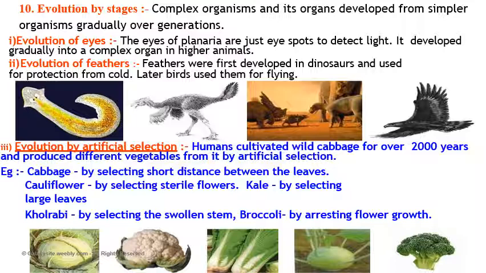Evolution by artificial selection. Humans cultivated wild cabbage over 2000 years and produced different vegetables from it by artificial selection. For example, cabbage by selecting a short distance between the leaves. Cauliflower by selecting sterile flowers. Kale by selecting large leaves. Kohlrabi by selecting the swollen stem. Broccoli by arresting flower growth.